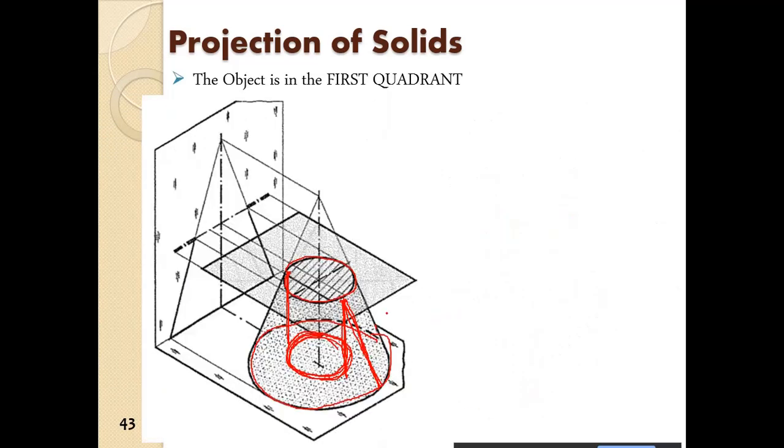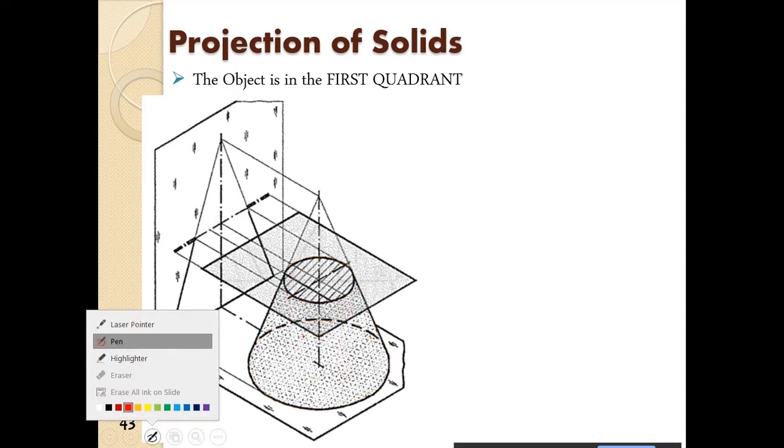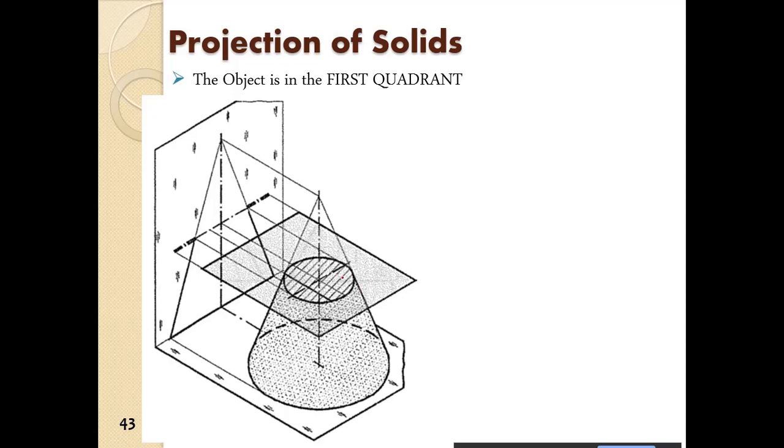Similarly, in the case of the cone also. So here, if you draw the projection of this circle, straight down we will drop it, and straight down we will drop it. So this will be the projection that we will get.